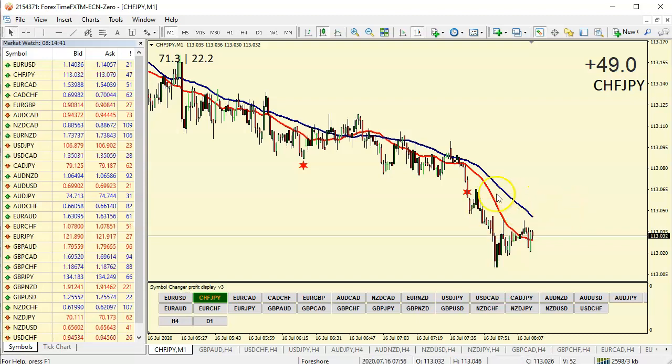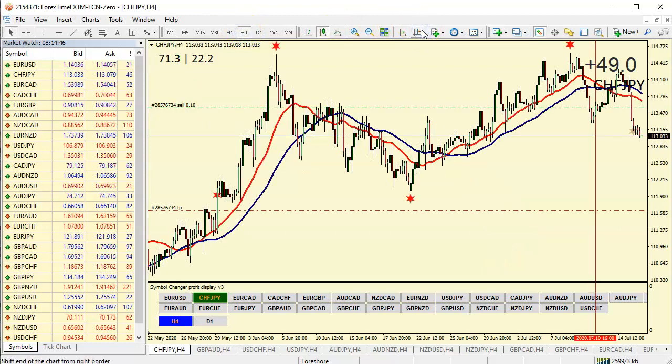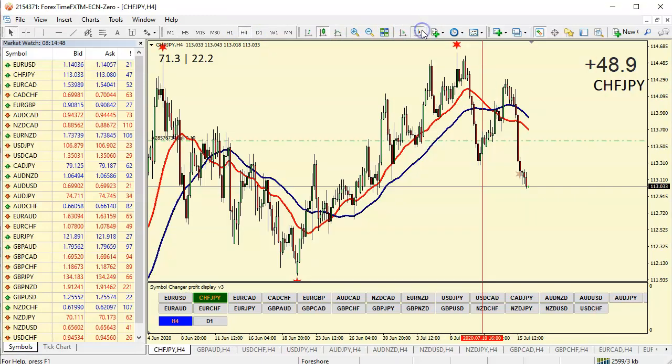Okay, so this is how your crossover looks. So I'm going back to the 4 hour. I do all my trading on the 4 hour chart because I don't want to be a scalper or a day trader. I want to be a swing trader towards position trader.